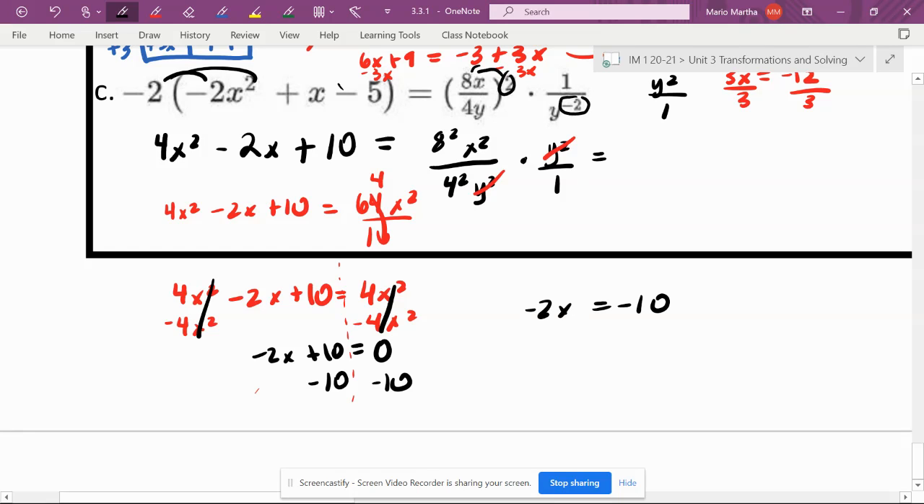So you can use the other technique right here, the looking inside. Negative 2 times what gives you negative 10? So that would be x equals positive 5, right? Or if you divide both sides by negative 2, negative divided by negative is positive, and then 10 divided by 2 is still positive 5.